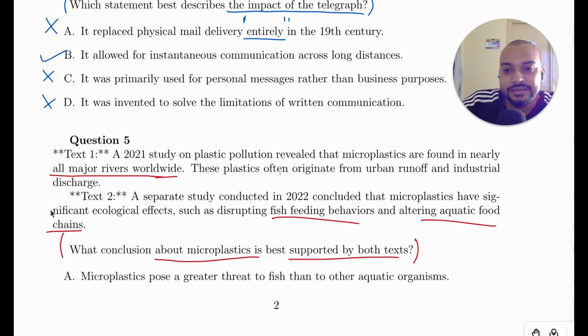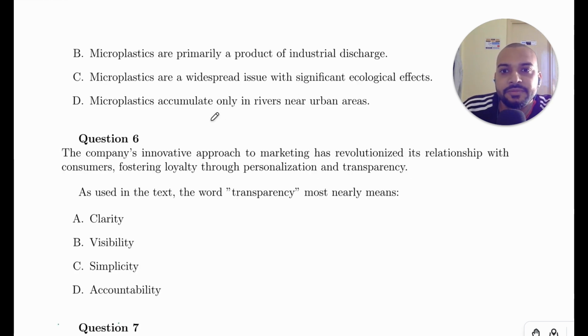Okay, so let's read the conclusions now. Option A: Microplastics pose a greater threat to fish than to other aquatic organisms. None of the passages have mentioned this. So no, that's not correct. Let's go to the next one. Okay, option B. Next option.